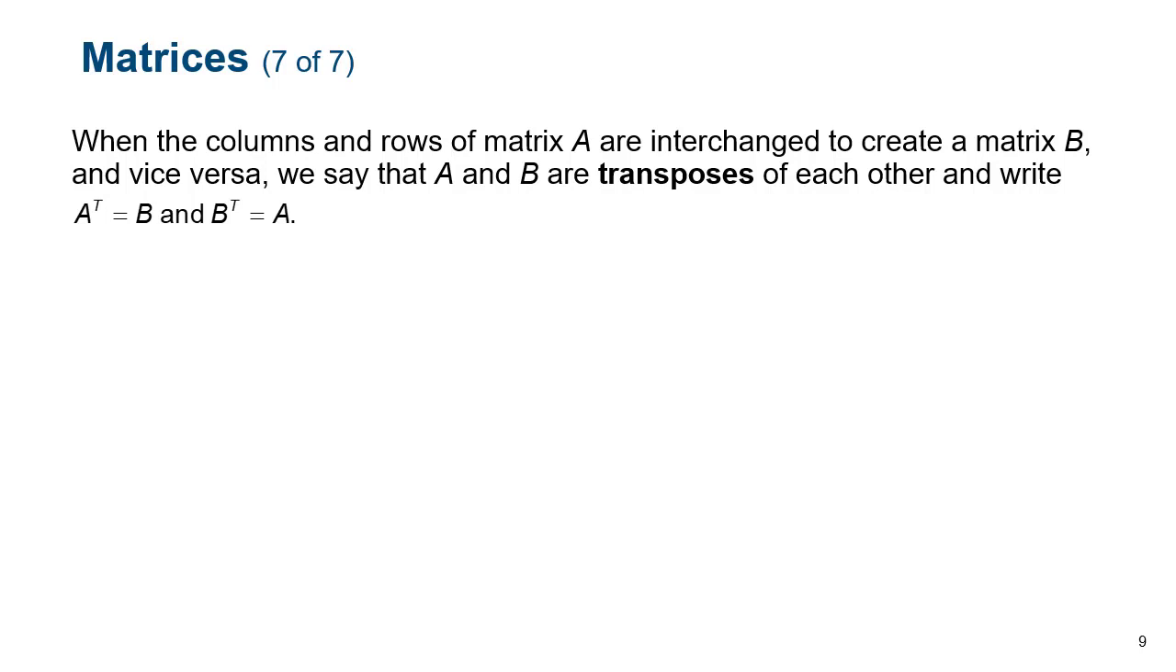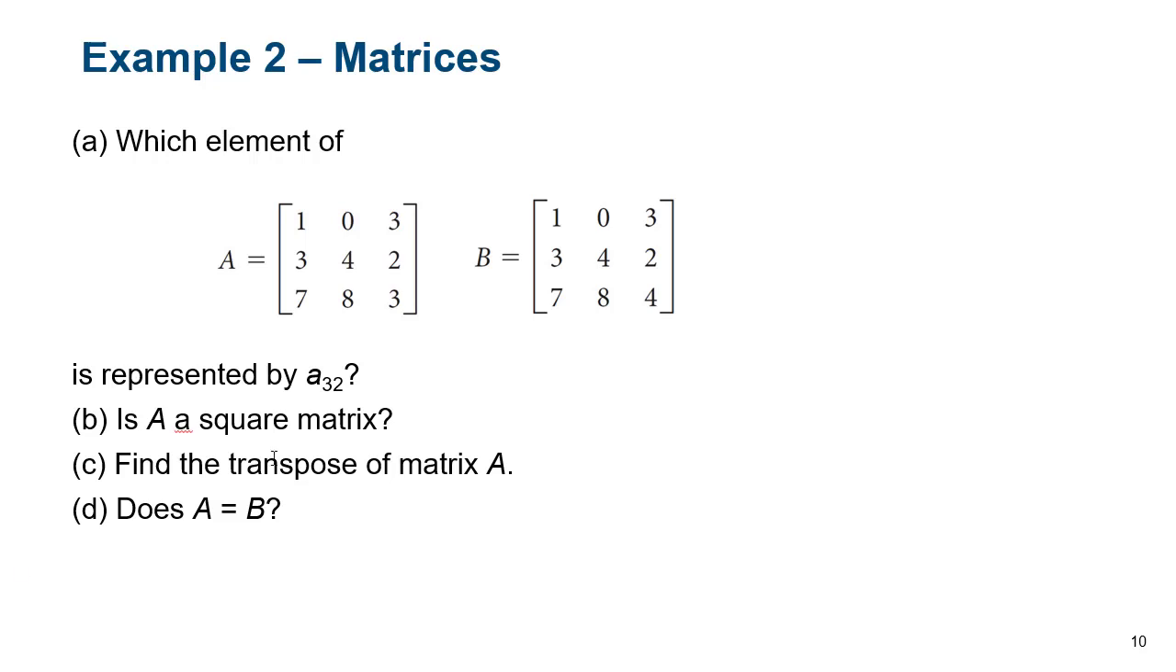Okay, when the columns and rows of matrix A are interchanged to create a matrix B, or vice versa, we call these transposes of each other and we put a little T above them. Now the best way to understand this is to visualize it. So you can see here's A, here's B.